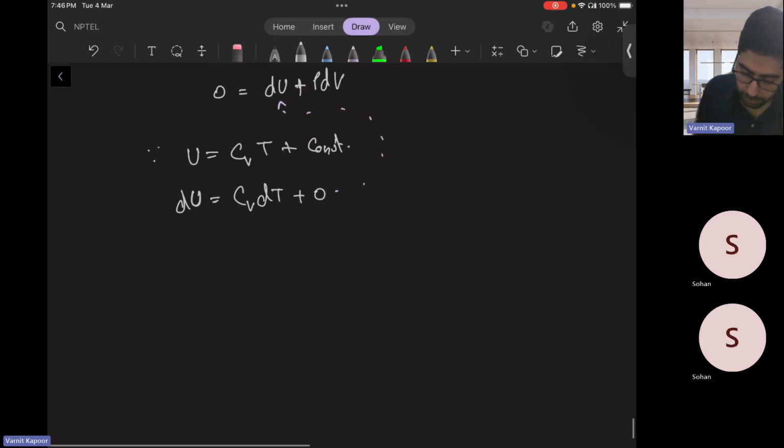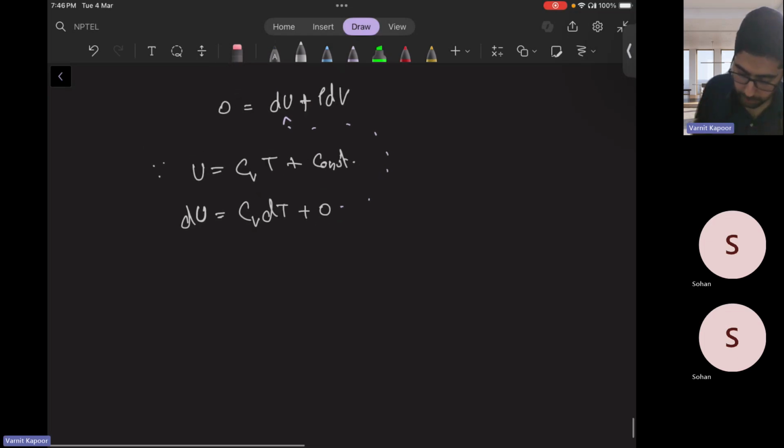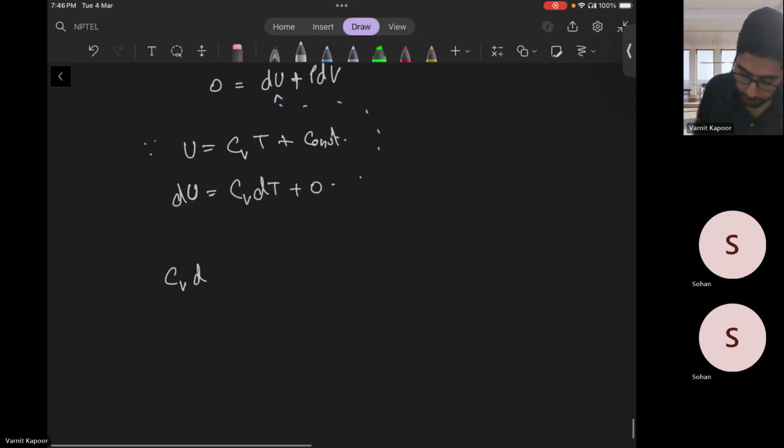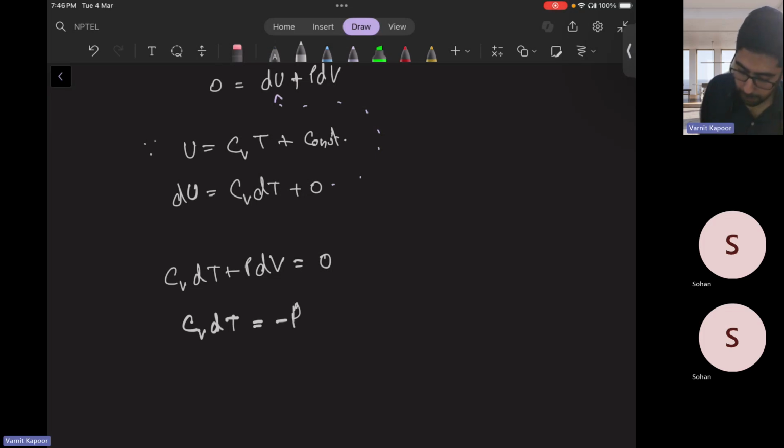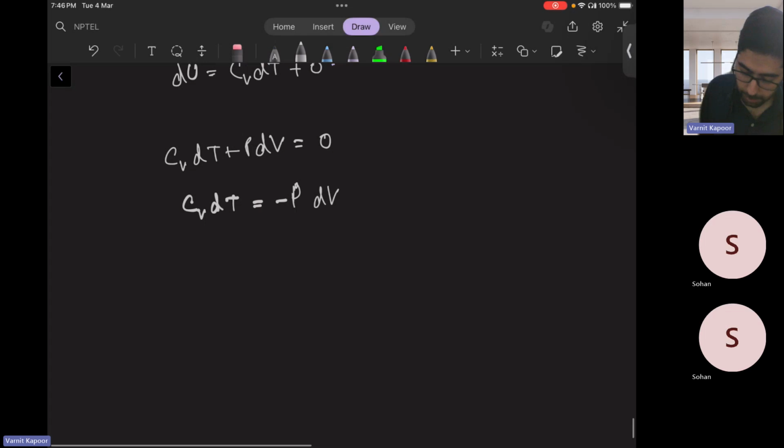You put this here. So Cv dT plus P dV is equal to 0. Okay, so Cv dT is equal to negative of P dV. Now you know that since PV is equal to RT, P by T is equal to R by V.